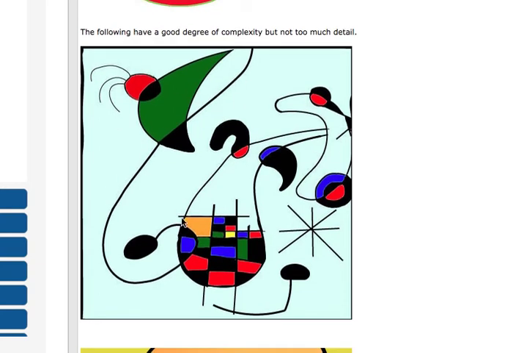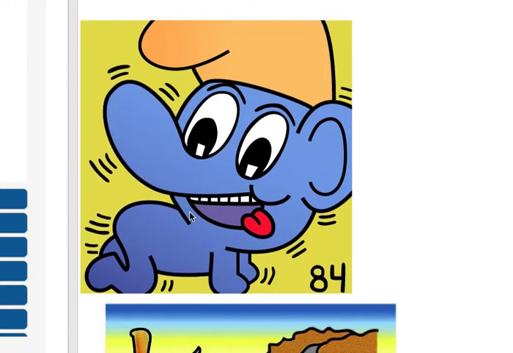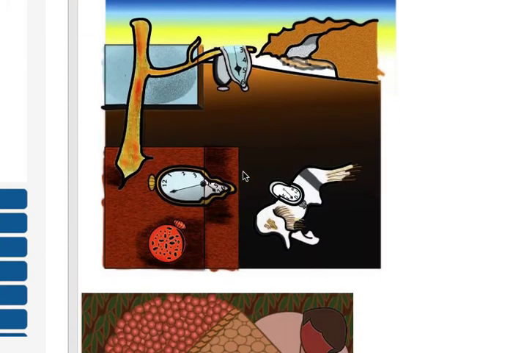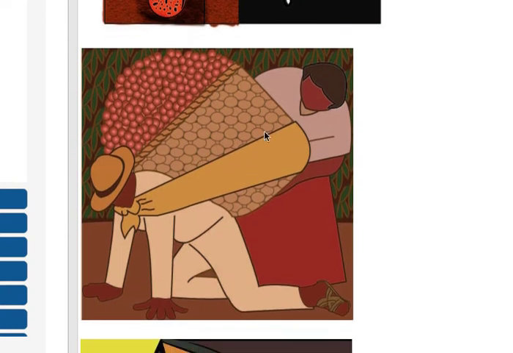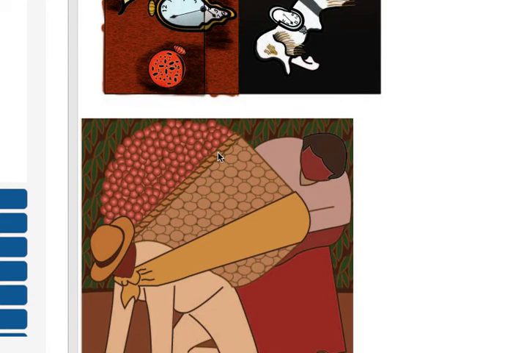So this is Juan Miró. This is a really good example of a degree of complexity. This is Keith Haring, also on the list. Salvador Dali, which is also on the list. These are from last semester. Diego Rivera, also on the list. Picasso. So anyway, the list has a lot of good stuff.